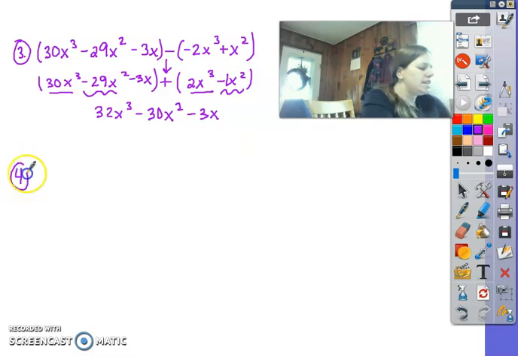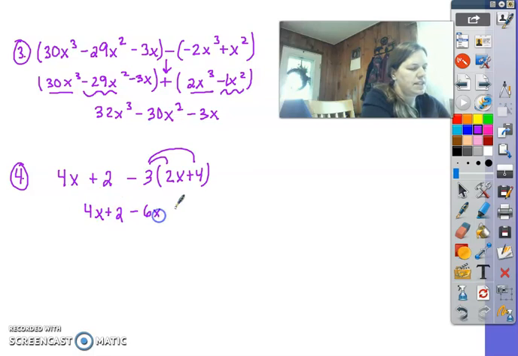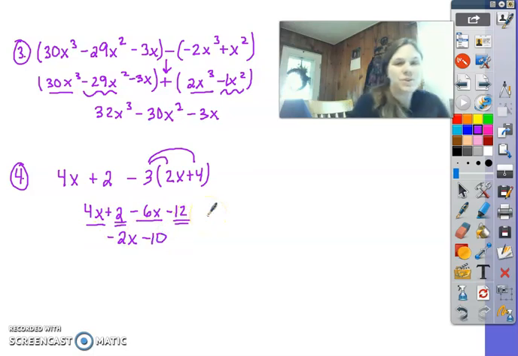Sometimes you see some weird cases. 4x plus 2 minus 3 parenthesis 2x plus 4. Just be prepared for the idea that that kind of becomes a distribution problem before you combine like terms. So 4x plus 2 minus 6x minus 12. Because negative 3 times 2x gives you the negative 6x. Negative 3 times 4 gives you the negative 12. Combine like terms then. 4x and negative 6x. 2 and negative 12. And I believe you should be good to go.